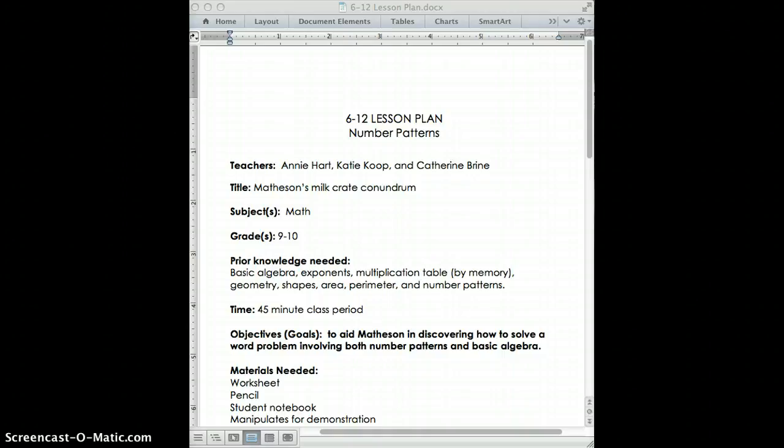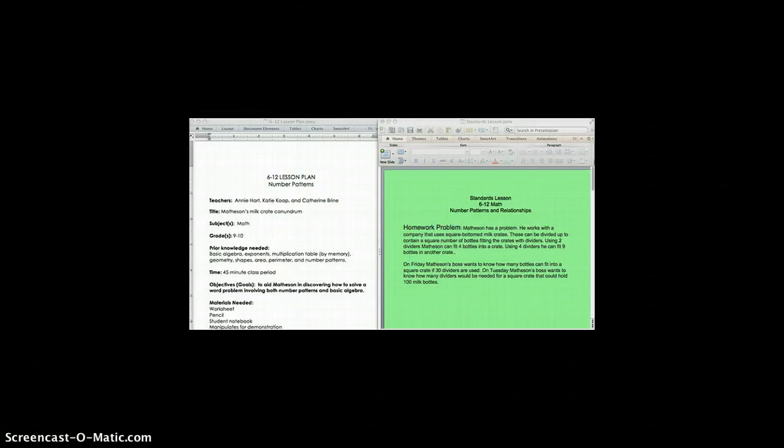After class discussion and sample problems in class, the following problem will be given as homework. Matheson has a problem. He works with a company that uses square bottom milk crates. These can be divided up to contain a square number of bottles fitting the crates with dividers. Using 2 dividers, Matheson can fit 4 bottles into a crate. Using 4 dividers, he can fit 9 bottles in another crate.